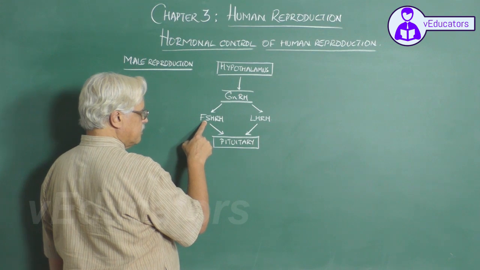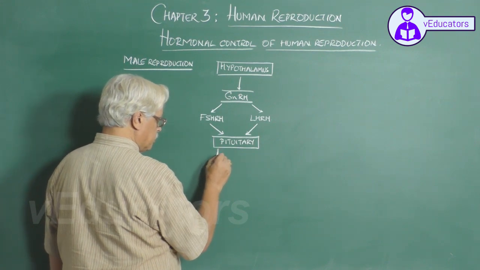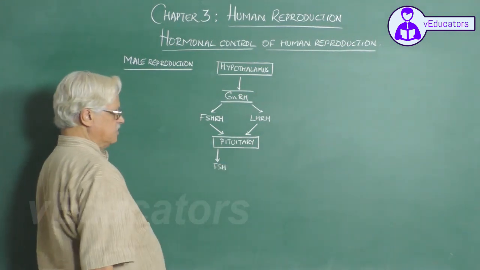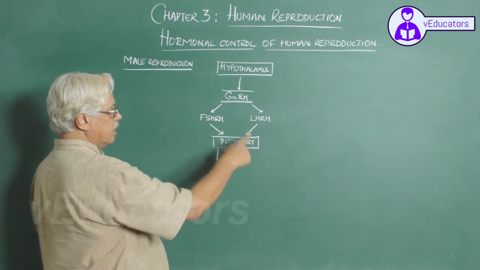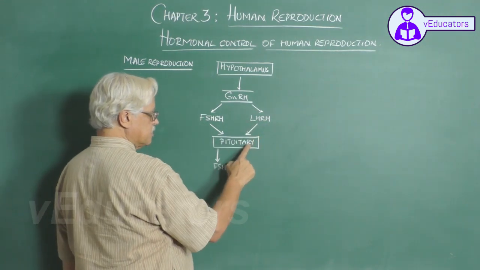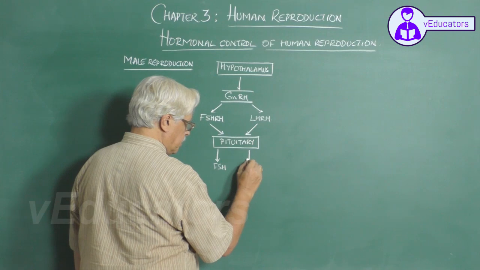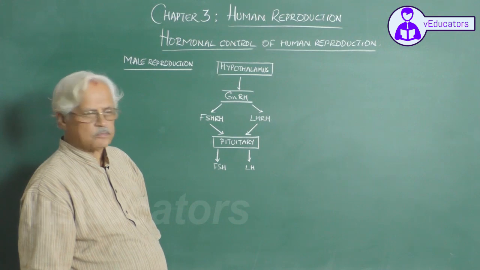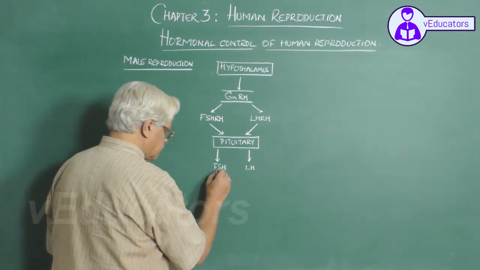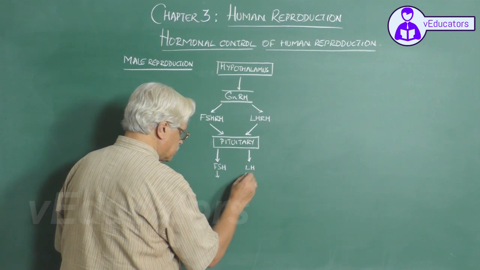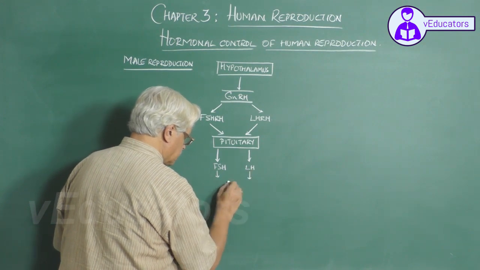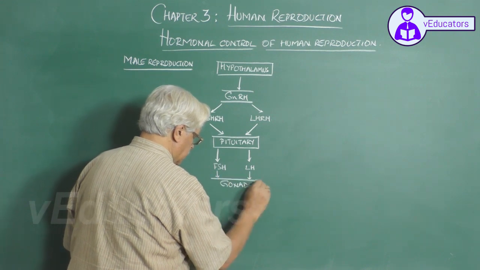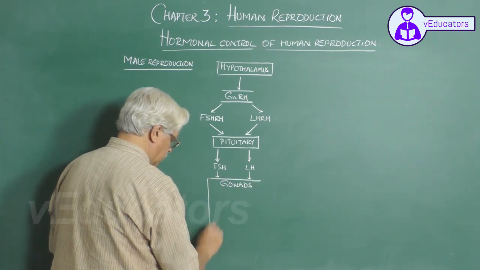In response to the influence of FSHRH, pituitary releases FSH. Similarly, in response to the influence of LHRH, pituitary releases luteinizing hormone. FSH and LH, both these exert their influence on the gonads.